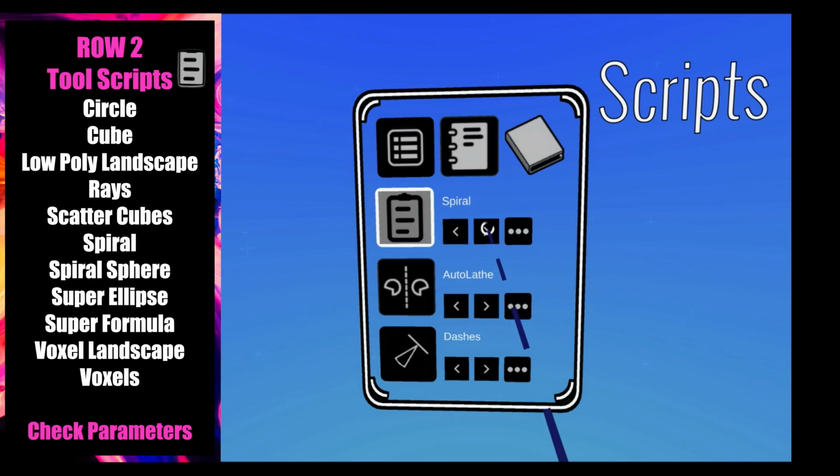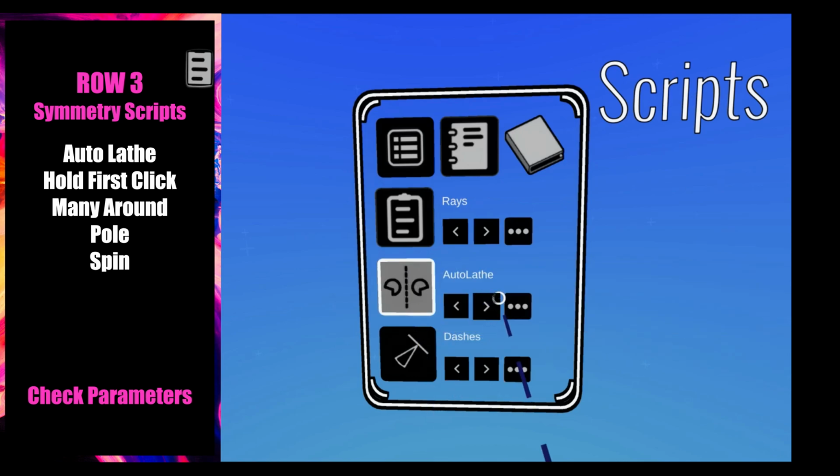Row 3 of the user interface is symmetry scripts, and they're probably my favorite. You'll find the lathe there. Hold first click, menu around, pole, and spin. Make sure you click the 3 dots next to it because the parameters can also be changed for each of those scripts.